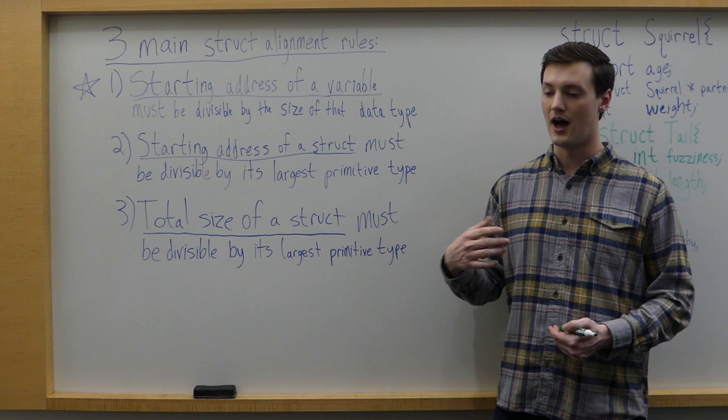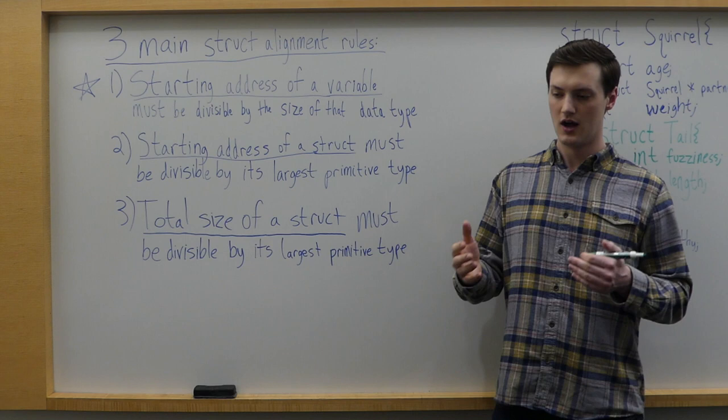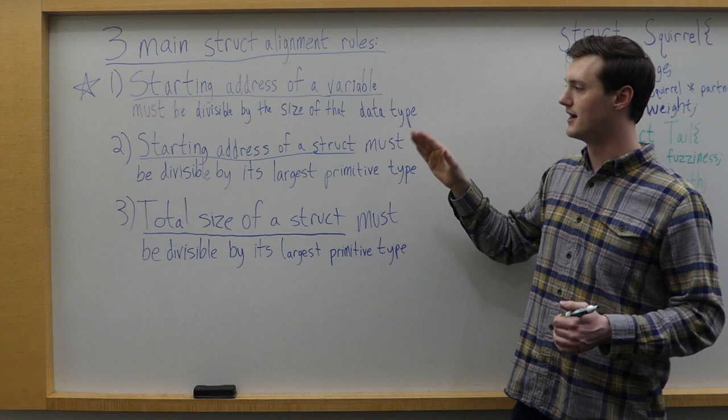On the other hand, if we just have a char within a struct, a char can start at any address because a char is size 1, it's 1 byte, so we're not bound by any larger divisibility that we need to fulfill. So that's the first rule, and the second and third rules sort of follow from that.